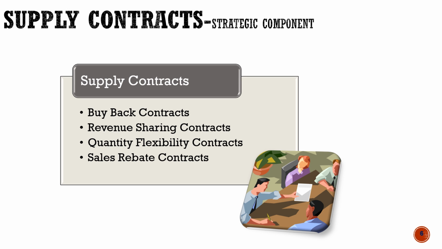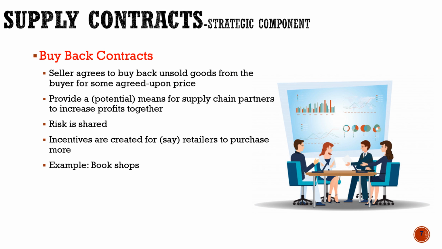There are different types of supply contracts used in purchasing strategic components. Here we will focus on four of them. The first one is buyback contracts. Then the second one, revenue sharing contracts, then quantity flexibility contracts, and sale rebate contracts. Okay, let's start with the first one, buyback contract. Under this type of contract, the seller agrees to buy back unsold goods from the buyer for some agreed upon price.